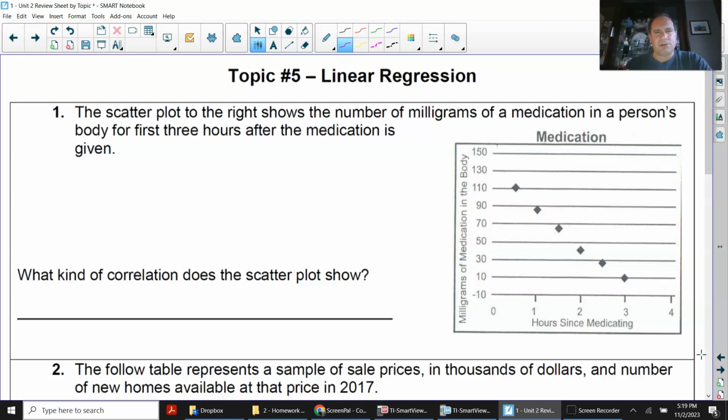Topic number 5, linear regression. The scatter plot below shows the number of milligrams of medication in a person's body for 3 hours after taking the medication. Which kind of correlation does the scatter plot show? So I'm going to draw a trend line, even though it doesn't say to. That is my trend line, and you know that is a strong negative correlation. And that's it.